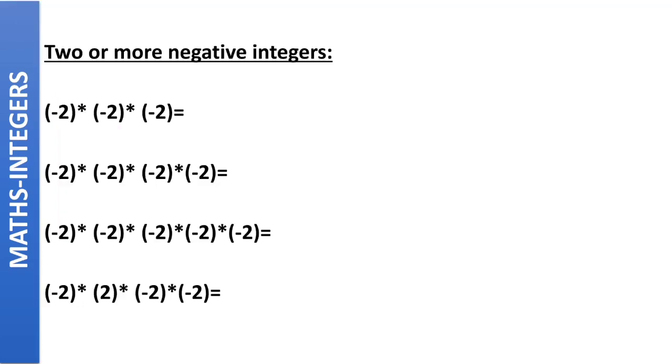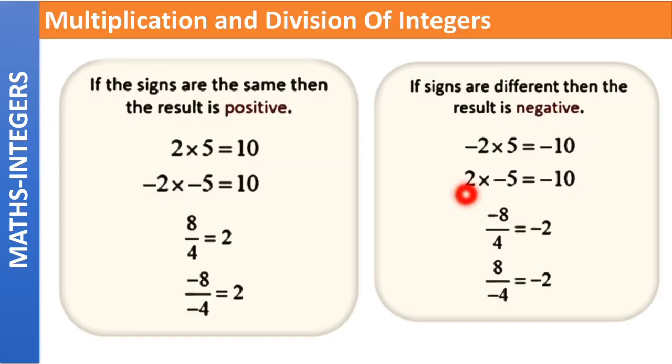Next topic is multiplication and division of integers. Now we have completed addition and subtraction, and now we have come to multiplication and division. In case of multiplication, if the signs are same, then the result is positive. If the signs are different, then the result is negative. We know this, right? We have been learning about this from the first class. Let us look at the first example here.